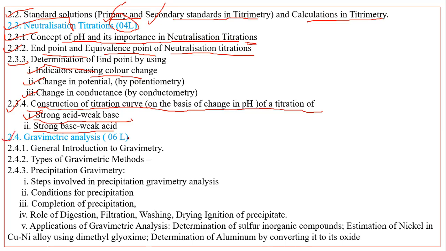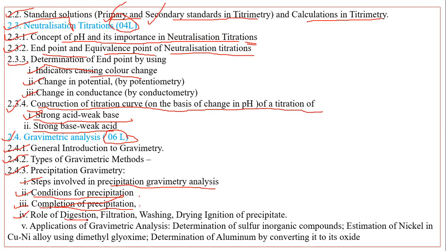Okay, the next topic after neutralization titration is gravimetric analysis. You can see on your screen that it carries 6 lectures. In that, we are going to study the introduction of that topic, then the different types of gravimetric methods in your syllabus, and after that we are going to focus especially on precipitation gravimetry. There are different steps involved in precipitation gravimetry for the analysis, and different conditions are also required. After that, the completion of precipitation is covered: you will come to know whether the precipitation is complete or not, and what will help you understand the completion of precipitation. After that we are going to study the role of digestion.